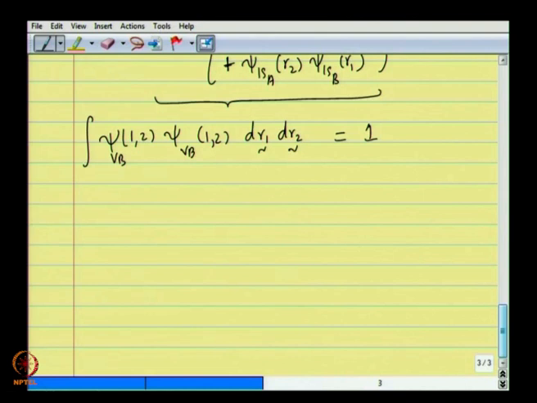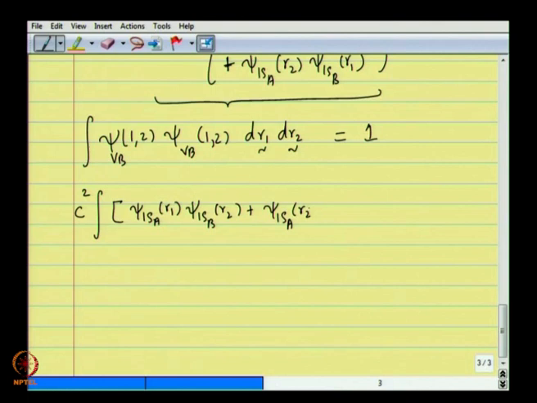let us write this as c squared times psi 1s a r 1 psi 1s b r 2 plus psi 1s a r 2 psi 1s b r 1, whole square, d r 1 d r 2, integration over all the three directional coordinates of the electron 1 and the electron 2.